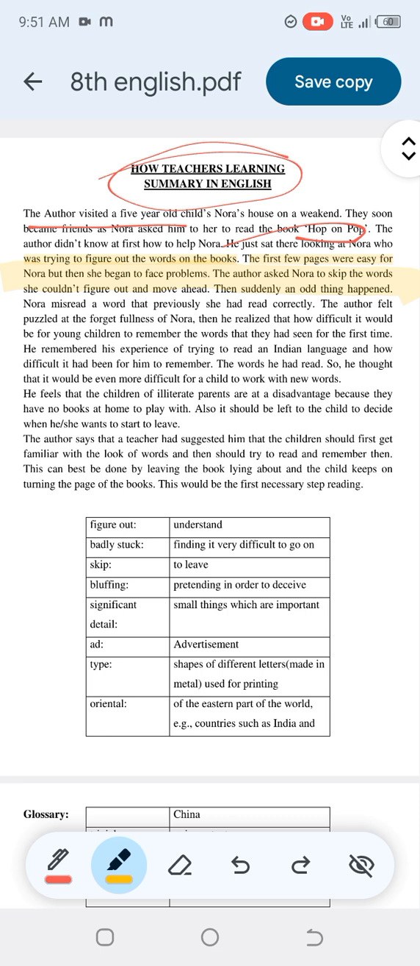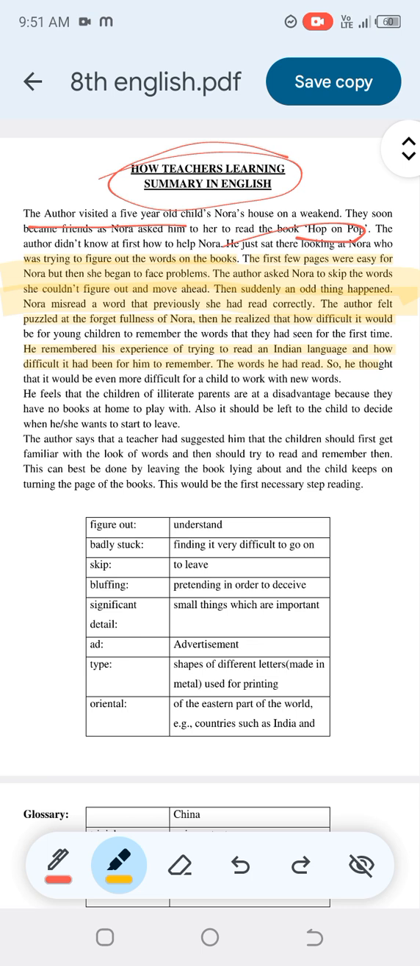Then suddenly an odd thing happened. Nora misread a word that previously she had read correctly. The author was surprised at the forgetfulness of Nora. Then he realized how difficult it would be for a young child to remember the words that they had seen for the first time. He remembered his experience of trying to read an Indian language and how difficult it had been for him to remember the words he had read, so he found that it would be even more difficult for a child to work with new words.